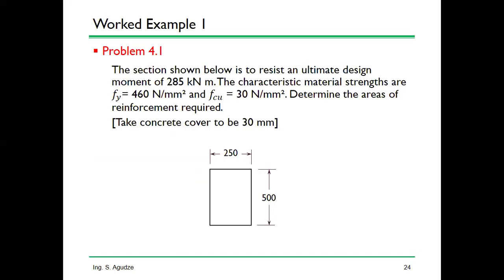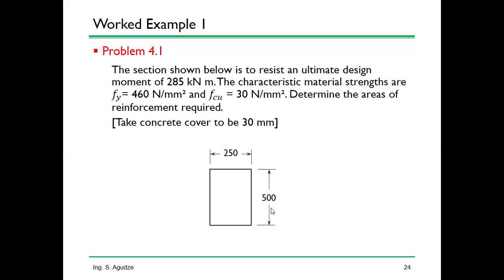And the first one we have here is: the section shown below is to resist an ultimate design moment of 285 kilonewton meter. The characteristic material strengths are fy 460 Newton per mm square and fcu 30 Newton per mm square. So you have to determine the area of reinforcement required. Is that okay? So now we have been given a cover of 30 mm, and we have been given the cross section also.